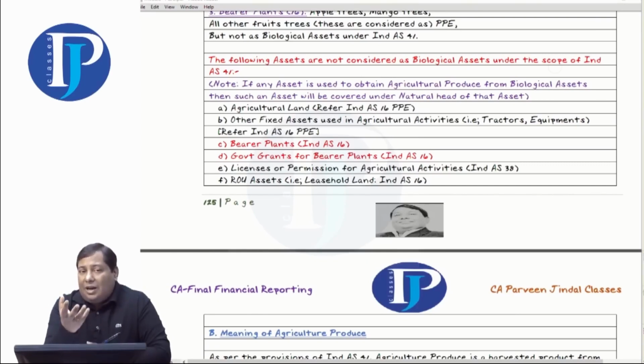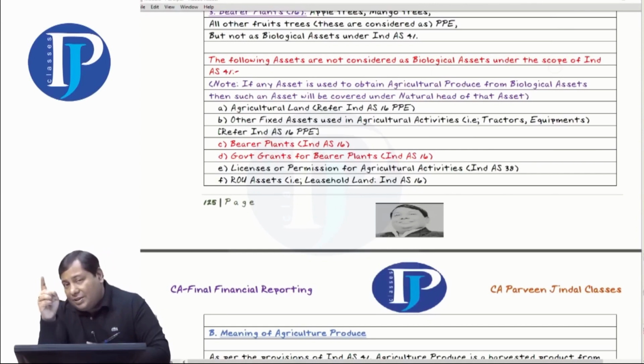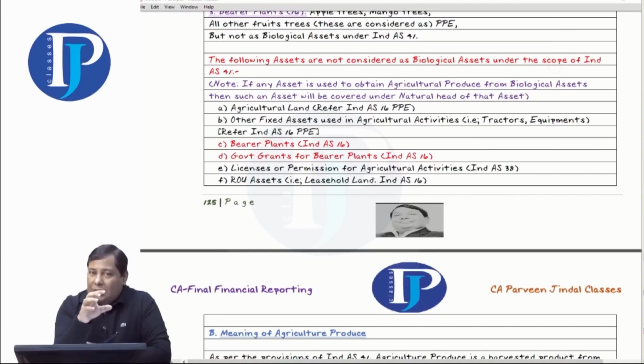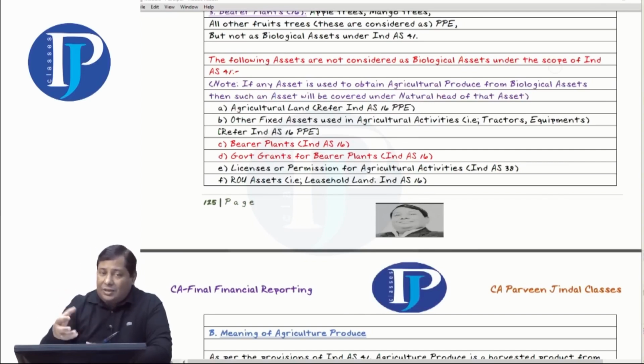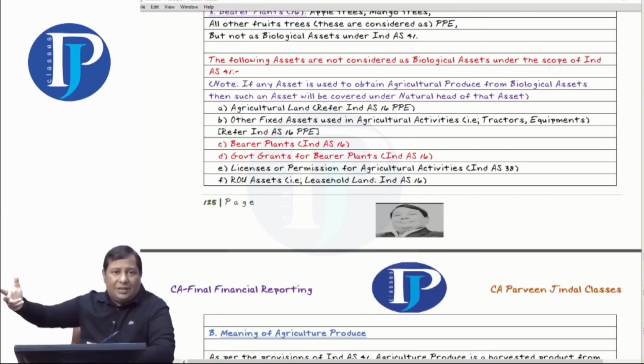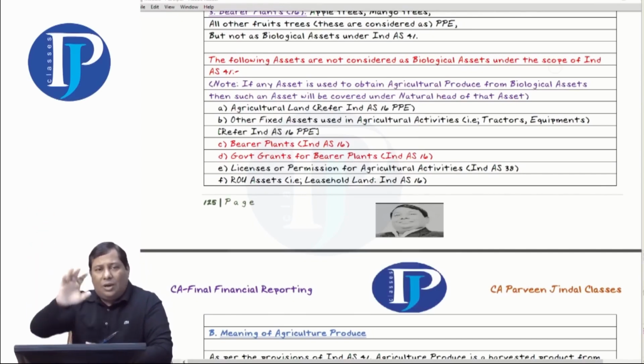So agricultural land does not come under Ind AS 41, because agricultural land will be categorized under Ind AS 16. Okay, if I need instruments, equipment or a tractor and a lot of other things for farming, they will come under Ind AS 16 as they are PPE. I will be talking about crops, woods and animals, but the other assets that you use to extract produce will all be dealt with in their natural head.